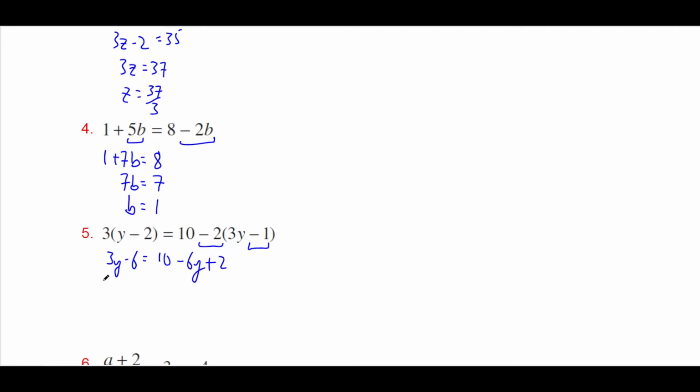Simplify both sides. 3y take away 6 equals to, now to simplify this, you just do 10 plus 2. So 12 take away 6y. Next step, you can add 6y to both sides. Now, I recommend adding 6y to both sides rather than take away 3y from both sides. And the reason is because it'll lead to a positive number if I add 6y to both sides, right? So 9y minus 6 equals to 12.